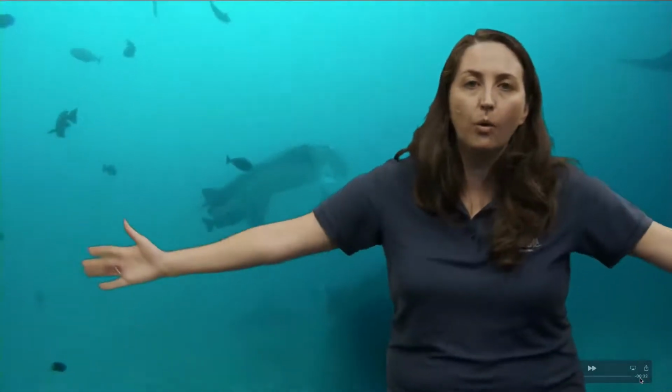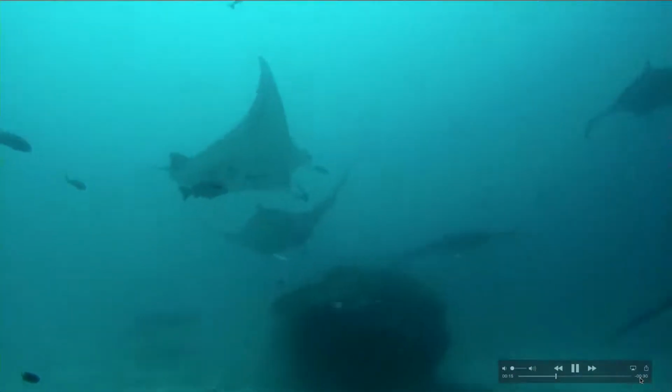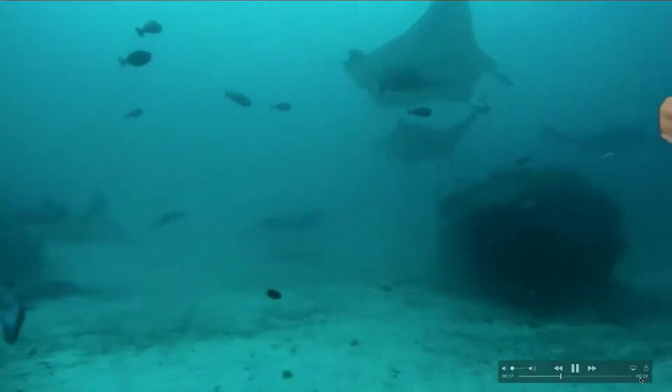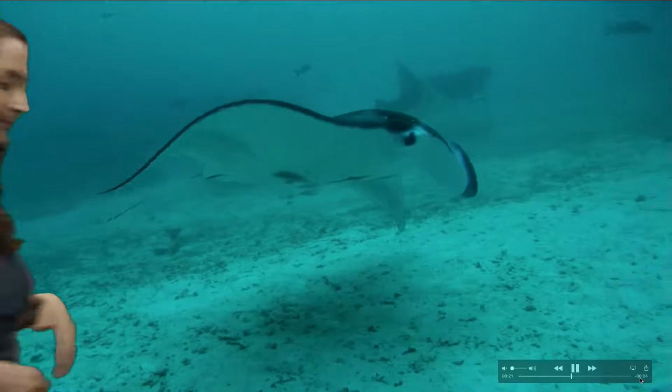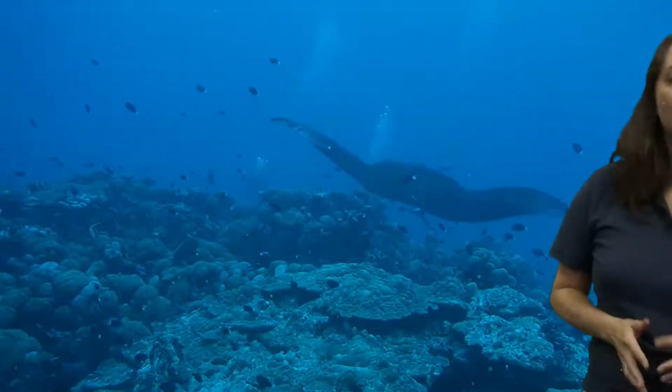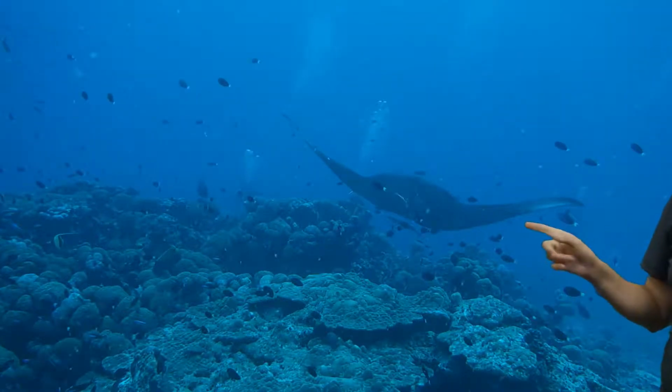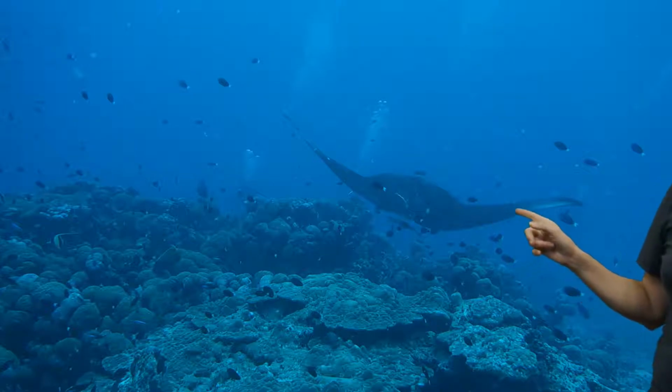So as they swim through the water, they have those lobes on their faces. They're gathering food. I think we even have videos of them, they like to do it at night. So there are reef manta rays that are a little bit smaller. They're still quite large. And then there's the giant manta ray.